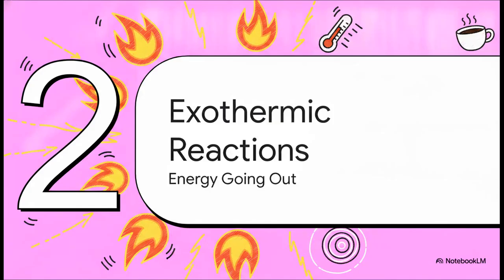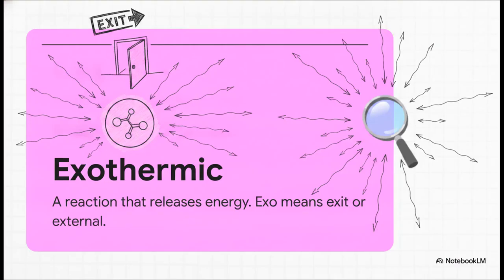Moving on to Section 2, exothermic, energy going out and heating up the surroundings. For this section, we are focusing entirely on reactions that actively throw energy outward. We call this exothermic, a chemical reaction that releases energy to its surroundings. A really great trick to remember this is the Greek prefix exo. It sounds a lot like exit. So whenever you see exo, just visualize energy exiting the chemical system and rushing out into the environment.